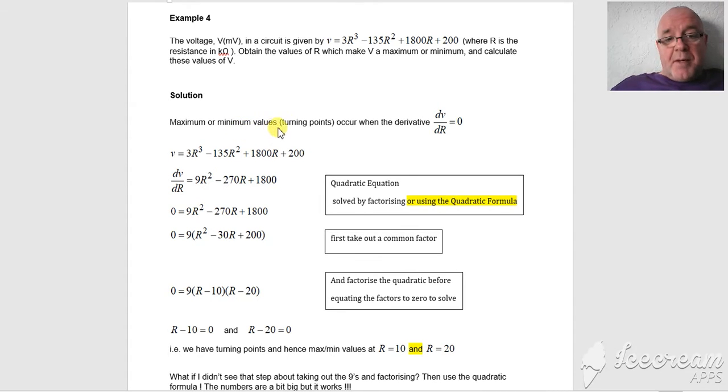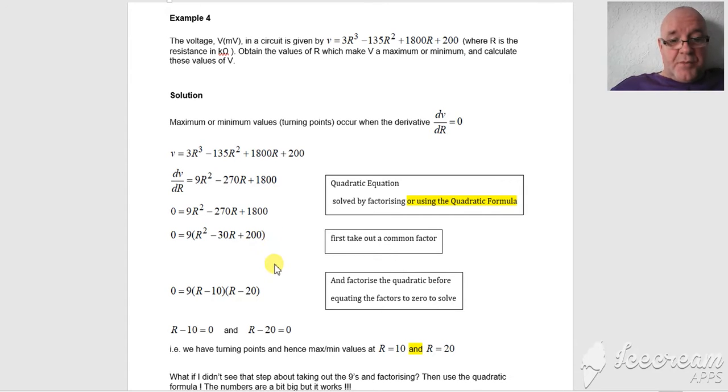The maximum and minimum values, the turning points, occur when the derivative is equal to 0. So we differentiate this. If you differentiate it, it becomes 9R squared minus 270R plus 1800. Then we set that equal to 0 because we're looking for the level, horizontal points for the maximum and min. The author has noticed that you can take a 9 out as a factor, and then you're left with R squared minus 30R plus 200.